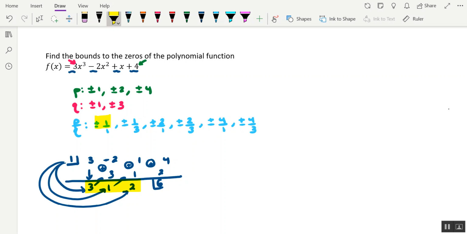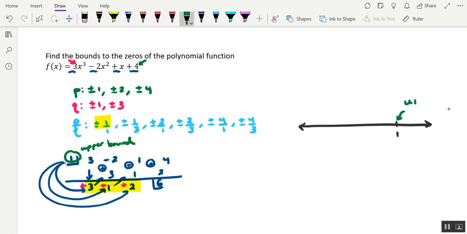Okay, since we got positive integers during the synthetic division process, i.e. the coefficients of the quotient polynomial, that would mean that 1 is an upper bound. So if we maybe think number line, put a tick mark for 1, I'll say UB for upper bound, our real zeros are going to fall to the left of 1.